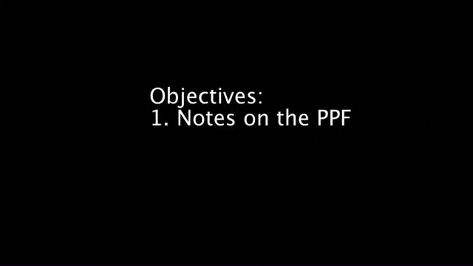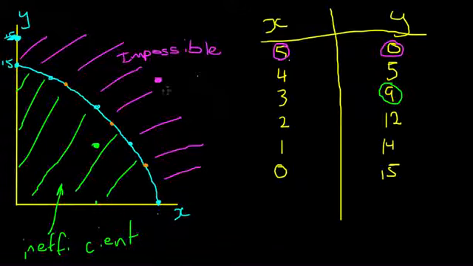Hey guys, so in this lesson we're going to talk about the PPF in a bit more detail, and what happens when we play around with some of the different attributes of the production possibility frontier. So just taking it back to the example that we put forward last lesson, we had this slide. We saw that the production possibility frontier of this example had this curve to it.